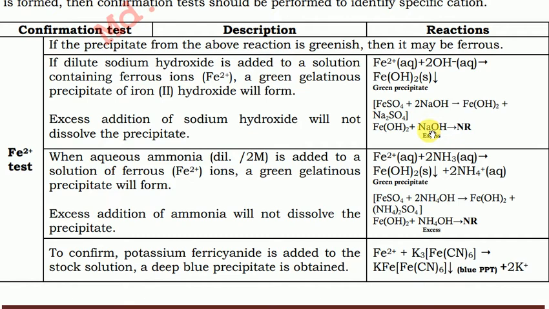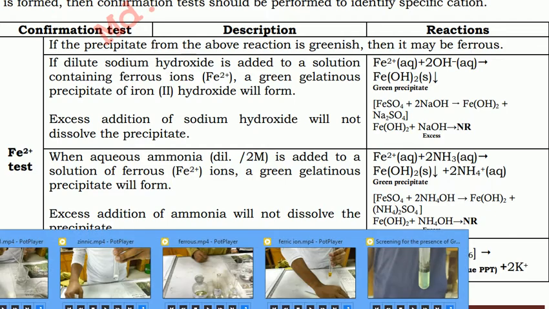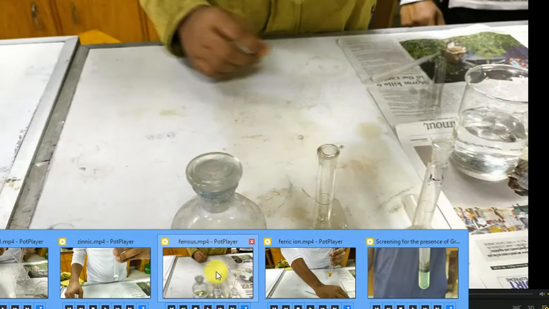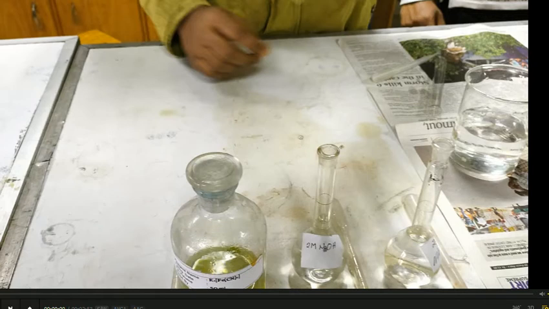of the PPT. Again, we have to take a fresh 2 ml solution and add ammonium hydroxide to that solution. This will also produce green PPT, and the PPT will be insoluble in excess ammonium hydroxide. For further confirmation, we have to take another 2 ml sample solution and add a very small amount of potassium ferricyanide, and the addition of potassium ferricyanide will produce blue PPT. Now let's look at how the presence of ferrous ion is confirmed in the laboratory.